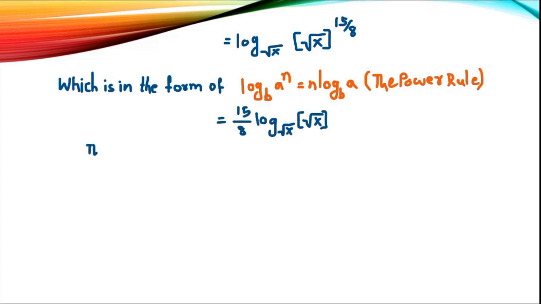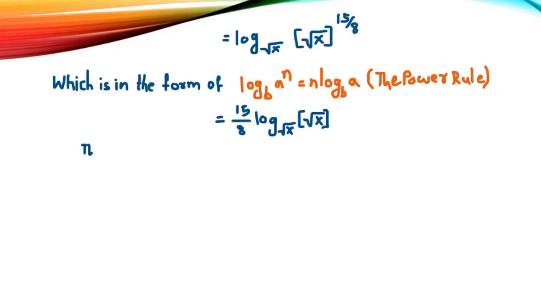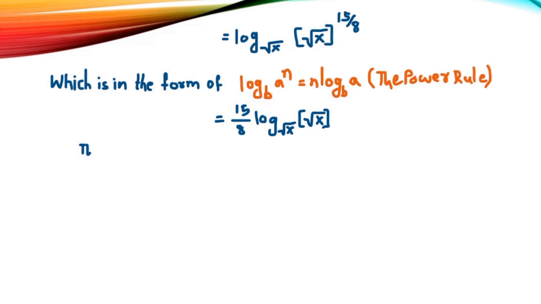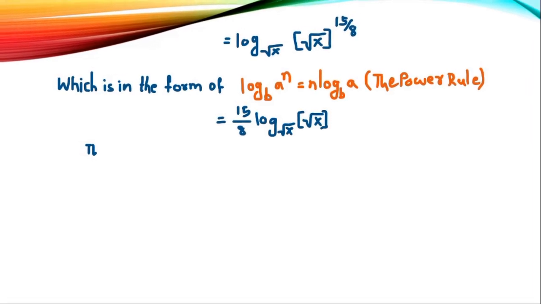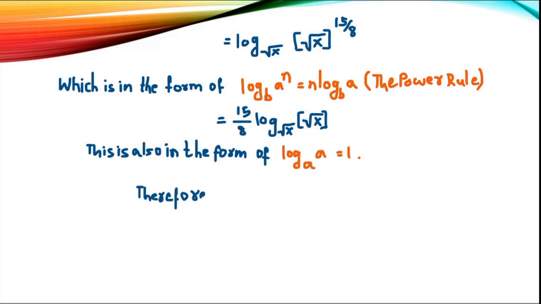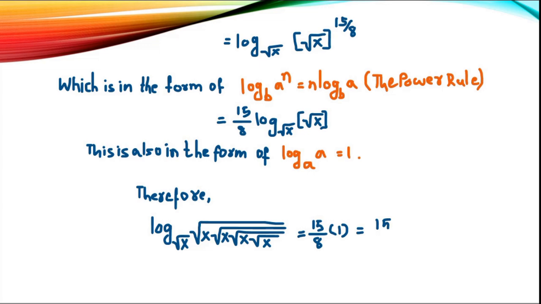We are applying this formula to the simplified expression that becomes 15 by 8 log base square root of x of square root of x. Now observe the expression. Here the logarithmic expression is in the form of log base a of a, which is nothing but 1. Here the base and the value both are same. So it is equal to 1.